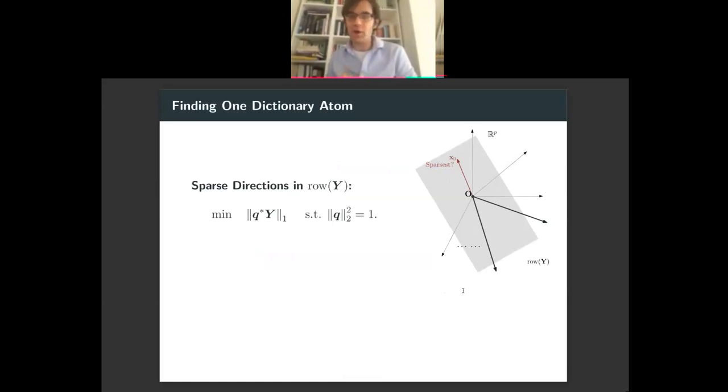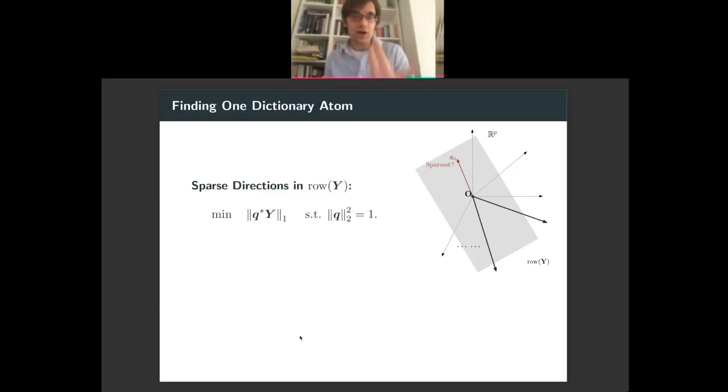which is I'm going to go ahead and look for those sparse rows. So if I try to just find one sparse row, what I'm going to do is solve an optimization problem where I minimize the L1 norm of Q transpose Y. Here, Q is a vector of coefficients. I'm looking for a linear combination of the rows of Y that is as sparse as possible. And because I want to make sure that I find a true row, not just zero, I'm going to constrain the scale of Q. I'm going to ask the L2 norm of Q to be equal to 1.